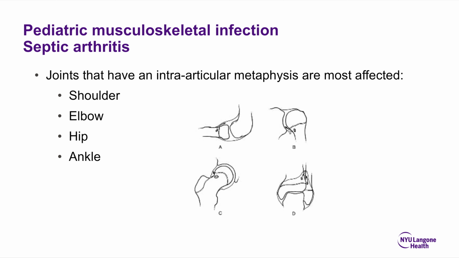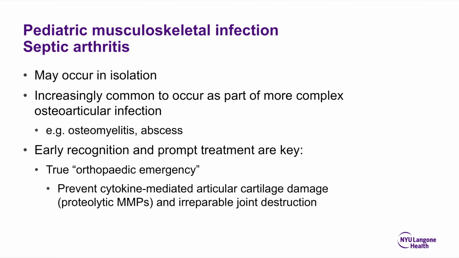This is probably a highly testable question, and so the 4 joints with an intra-articular metaphysis are the shoulder, elbow, hip, and ankle. You'll note the knee is not one of them, although it is also commonly affected by septic arthritis. Septic arthritis may occur in isolation, although it is increasingly common for it to occur as part of a more complex osteoarticular infection, meaning the additional presence of osteomyelitis or abscess.